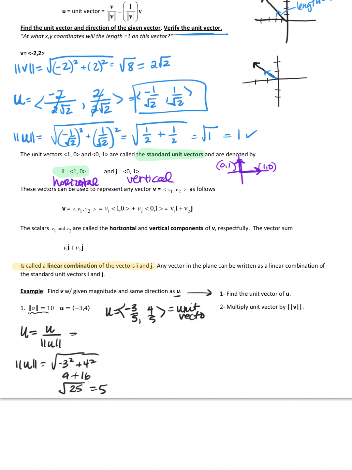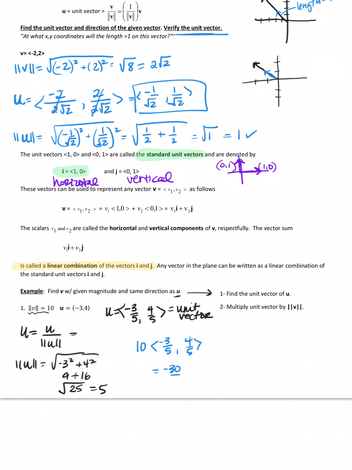I'm just labeling it so you know what we're doing. Then it says to multiply the unit vector by the magnitude of v. So I'm going to take 10 times this and see what we get.